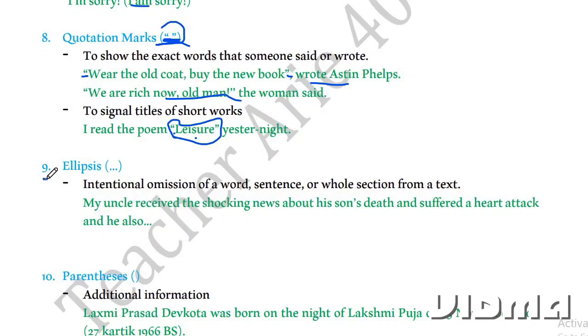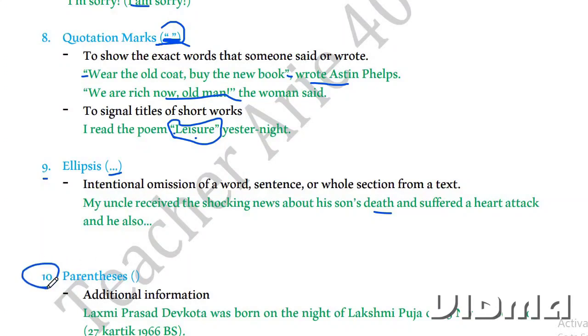Next, punctuation mark number 9, ellipsis. These three dots are called ellipsis. We use this ellipsis to omit a word, sentence or whole section from a text, and this is intentional. Example: my uncle received the shocking news about his son's death and suffered a heart attack, and he's also... We all know what happened after this. He suffered a heart attack, and the 'also' means his son died, and he also finished.